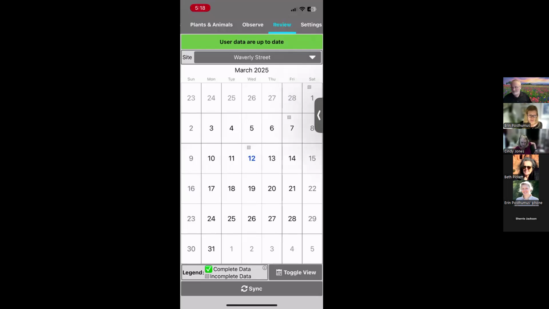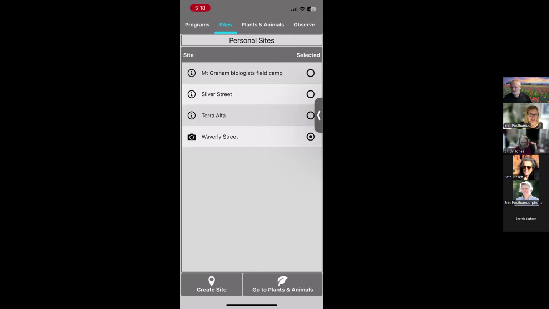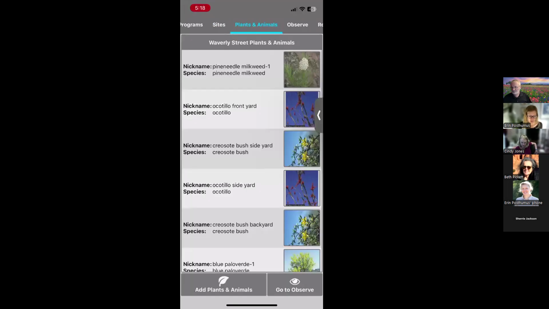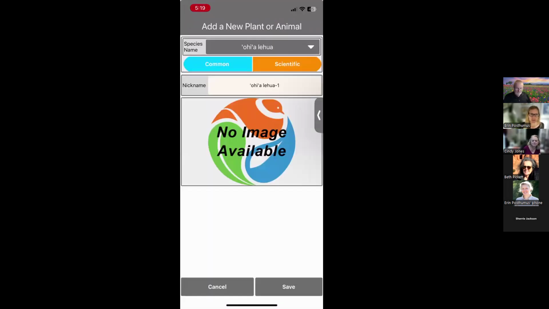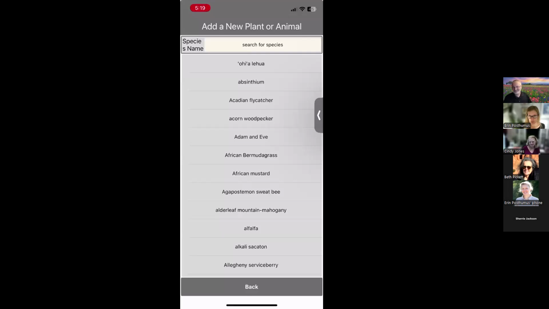Okay, so back here, again, this is your sites, and then the next tab over is your plants and animals. So if you want to add an animal to your site, that's easy to do in the app. Just go to this Add Plants and Animals button here, and that will bring up this screen where you can actually add it. I always tell people we have a lot of ohia lehua added by mistake because people forget you have to change this drop down here. So make sure you tap on that and then look for your species.